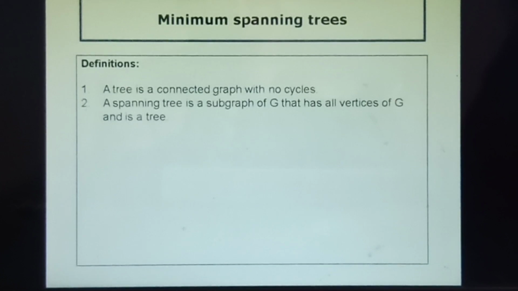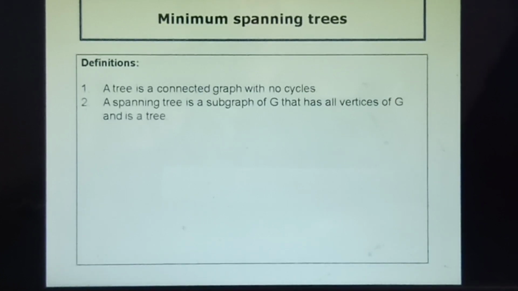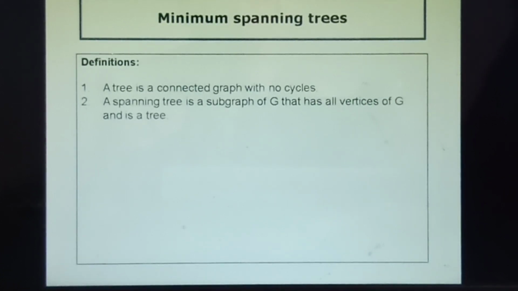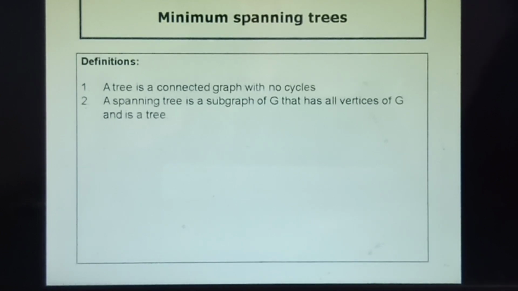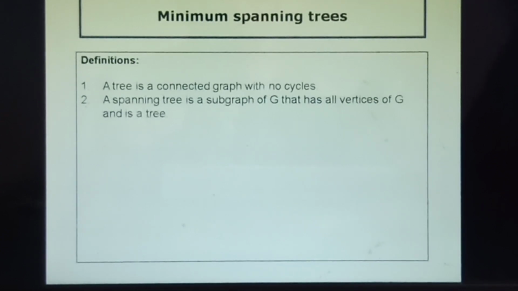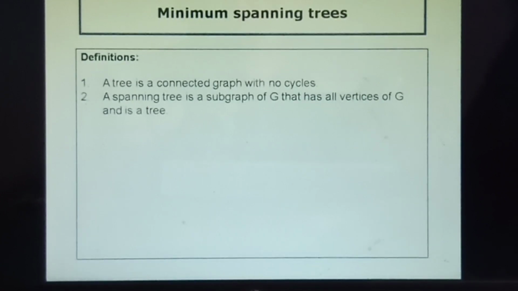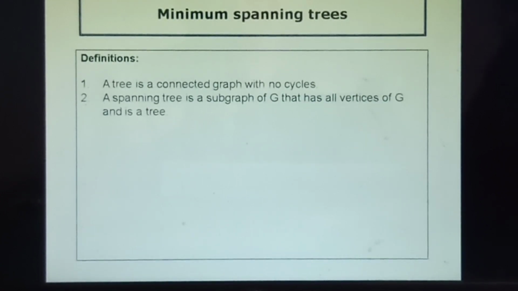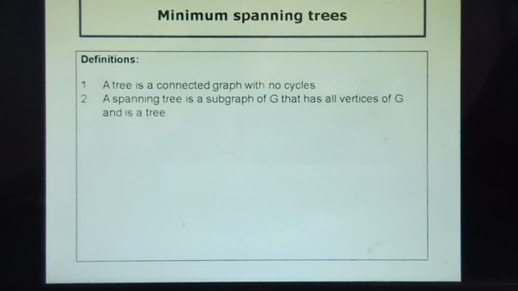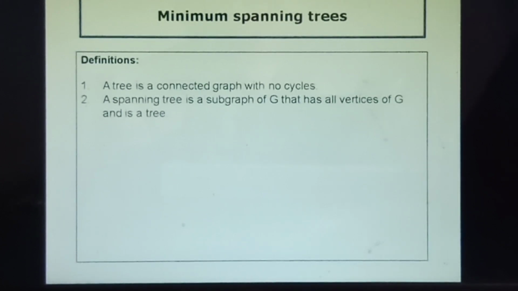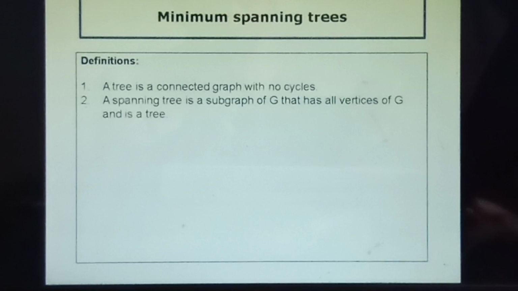Tree is nothing but what? It is a connected graph with no cycles. As we know that in a tree there will not be any cycle. And spanning tree is nothing but what? It is a subgraph of G that has all vertices of G and it should be a tree. So that means from the original graph we are going to find out the spanning tree which will contain all the vertices of the original graph but not all the edges there, and whatever the final tree is, it should be a tree. That is nothing but the spanning tree.